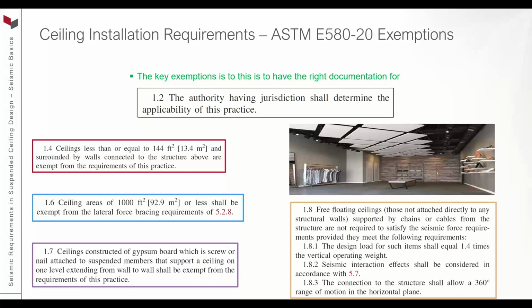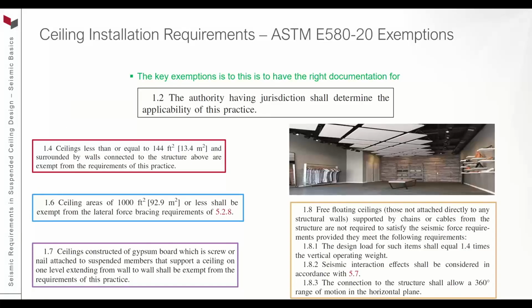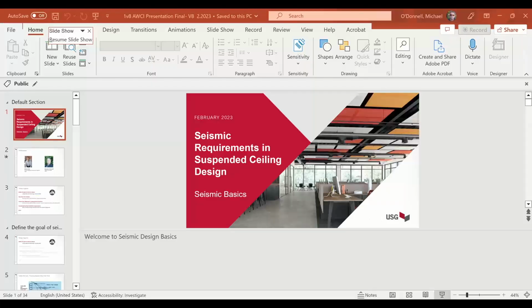So we have ceilings that are less than 144 square feet. So if I have a room that's 12 by 12, it's not 12 foot 1 inch, it's 12 by 12. So ceilings less than or equal to 144 square feet are exempt from seismic practices.